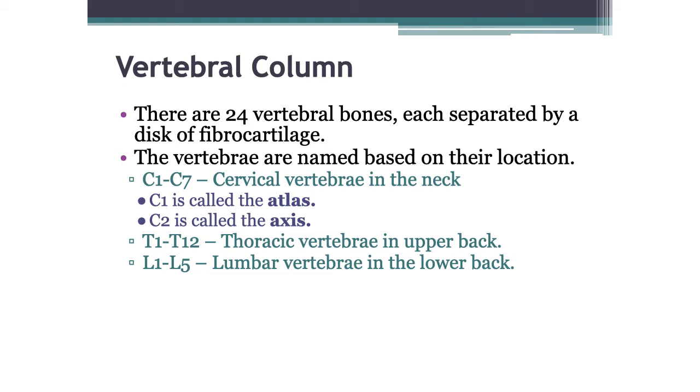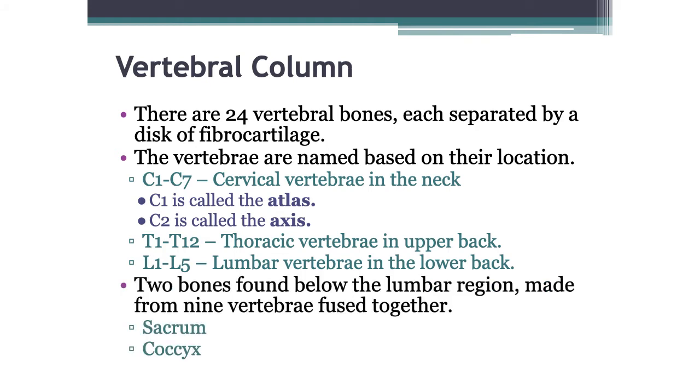And then your lower back, your lumbar, think about it, lumbar support. Those are going to be your L1 through 5 on your lower back. And that's usually one of the downfalls of being a bipedal organism. Through our bipedal evolution, we tend to have bad backs. All right, that is one of the trade-offs of being bipedal, lower back pain. And then 2 bones are found below the lumbar region, and they're from 9 vertebrae fused together. They're your sacrum and your coccyx, all right, your tailbones.